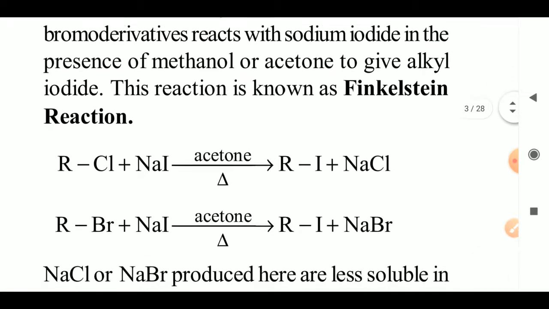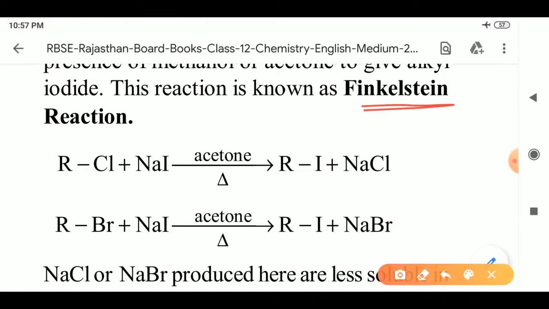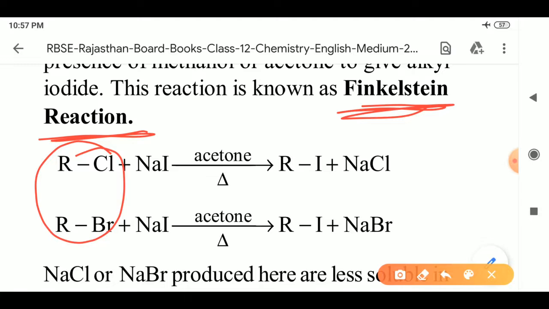First one is known as the Finkelstein reaction. That is a name reaction. If you have RCl and RBr, when any RCl and RBr react with NaI, sodium iodide, in the presence of acetone, it gives RI, alkyl iodide, and NaCl or NaBr are removed.